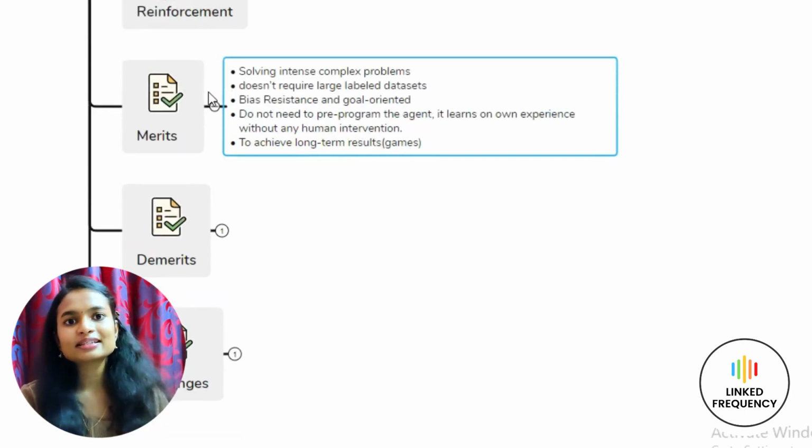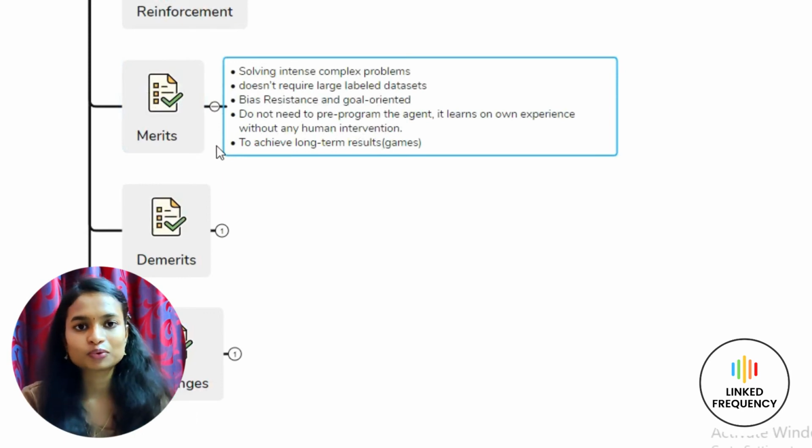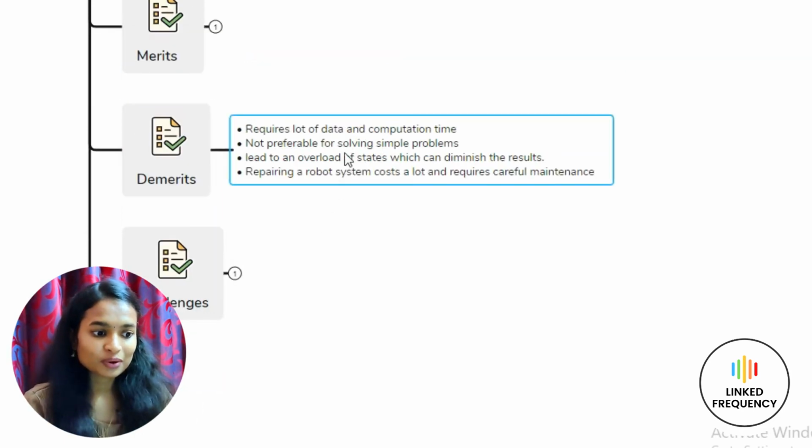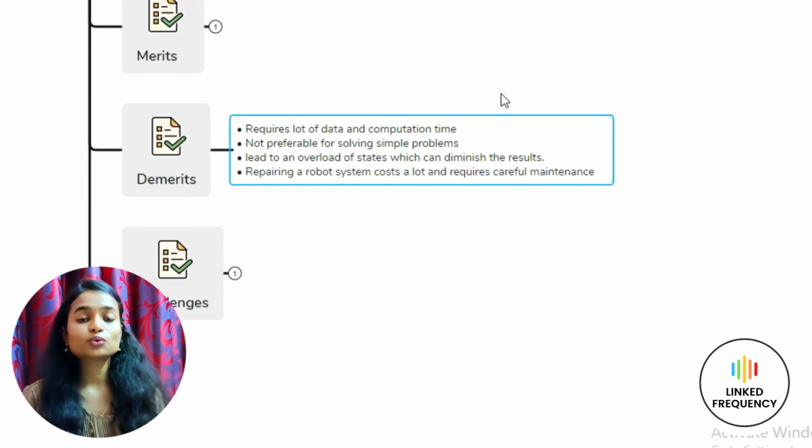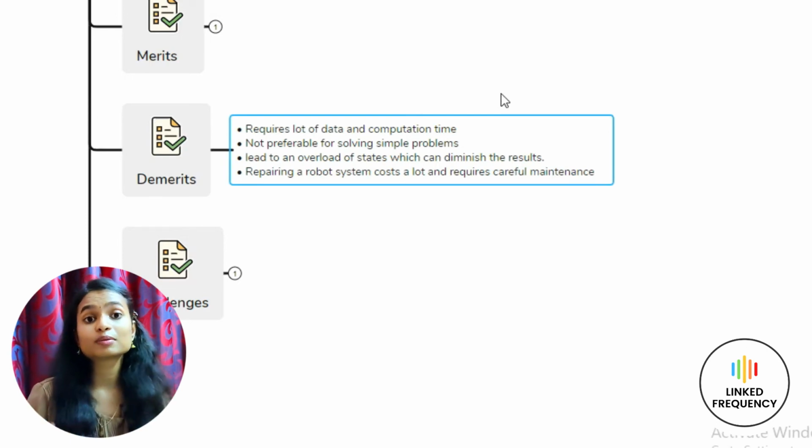Now let us understand what the demerits of using this approach are. The first demerit is that it requires a lot of data and computation time. Since the agent is going to try to understand and observe the environment, take action, and then get feedback based on that action, this process has to go on multiple times so that the agent becomes perfect enough to recognize what its responsibility is. So this requires a lot of data and a lot of time, which is a very important aspect to consider.